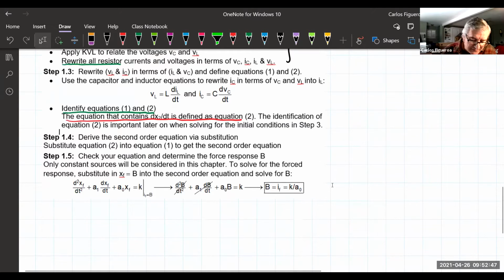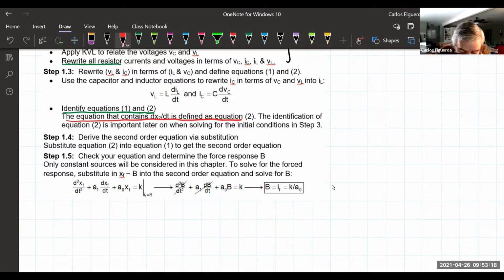And what it says here is that now I'm going to substitute equation 2 into equation 1. And in that process, I'm going to derive my second order equation. And then now that I've got a second order differential equation, I want to do a simple check. Does the steady state value make sense here?